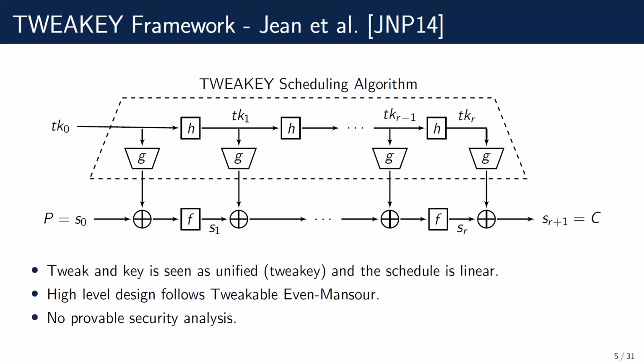So a famous paper called the Tweakey framework by Jean et al. proposed the design paradigm that builds it from permutations, where they consider the tweak and the key as unified, which they call tweakey, and the schedule is linear. And the high-level design follows the tweakable Even-Mansour construction. However, no provable security analysis has been done on it so far. So in this work, we aim to provide some provable security footing for the design paradigm.